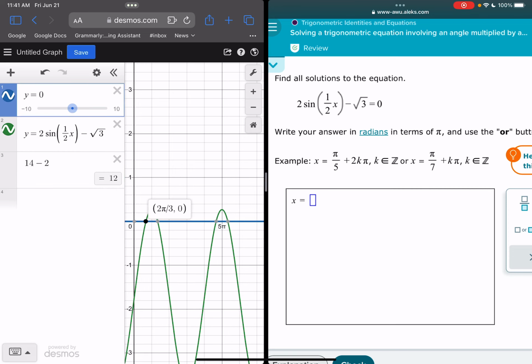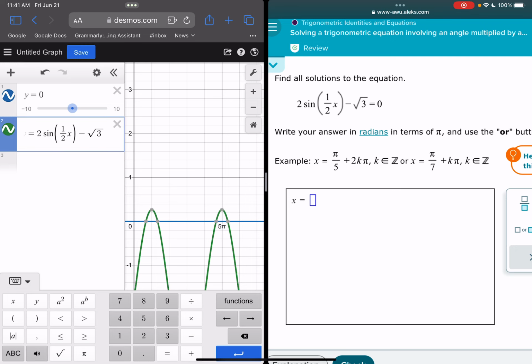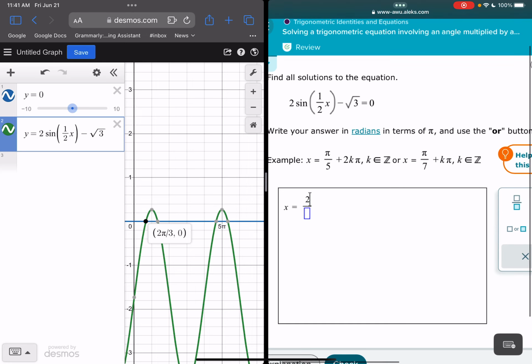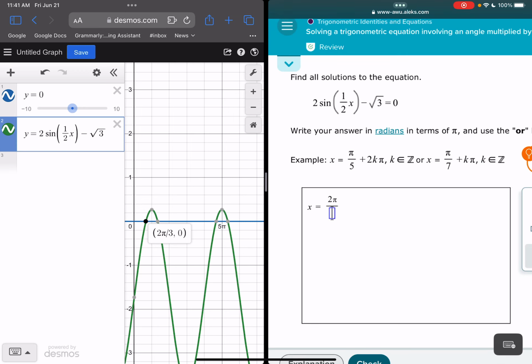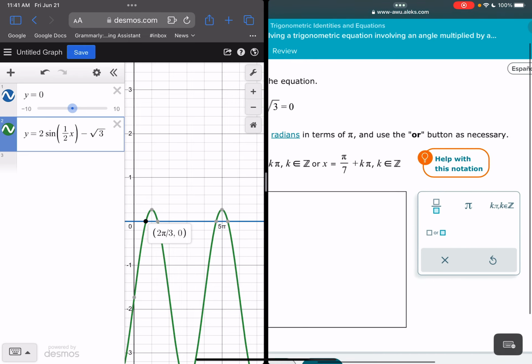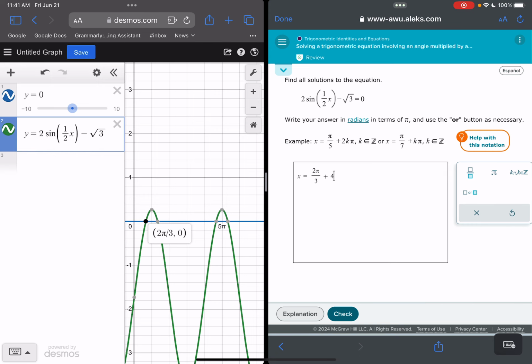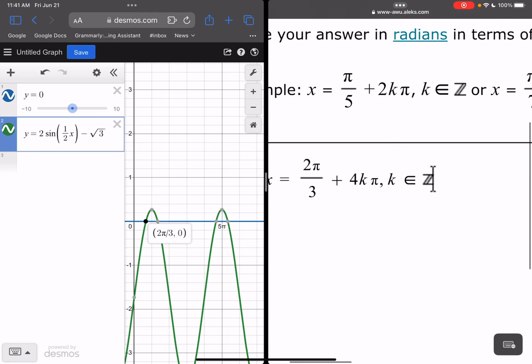And then it's over 3. So we put 12 over 3, and that'll be 4. So the answer is 4. So you start with the lowest one, so that'll be 2 pi, and you're going to get 2 answers. 2 pi over 3 plus 4. It technically is plus 4 pi, but when you press that button, it has all this stuff.